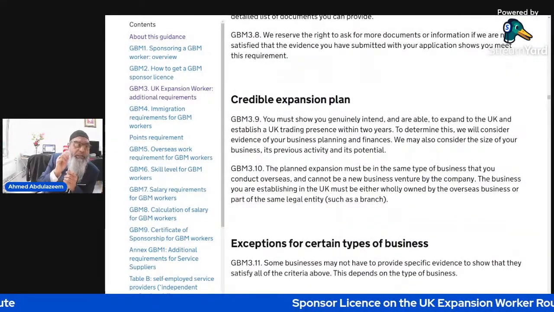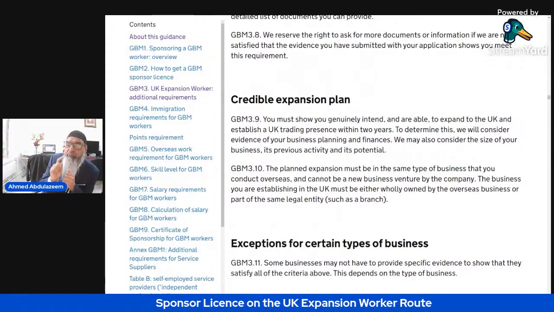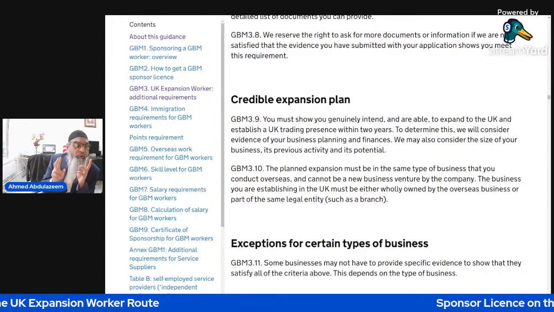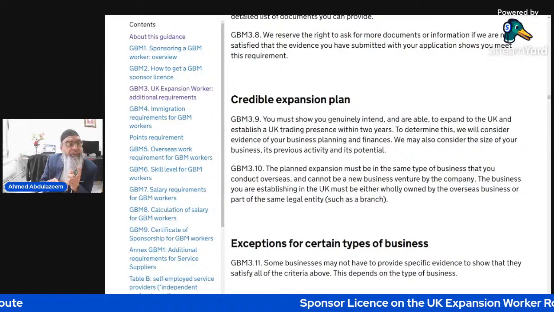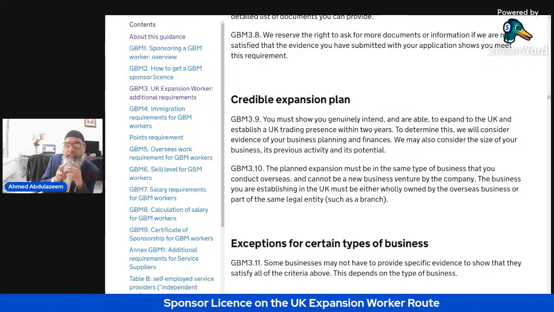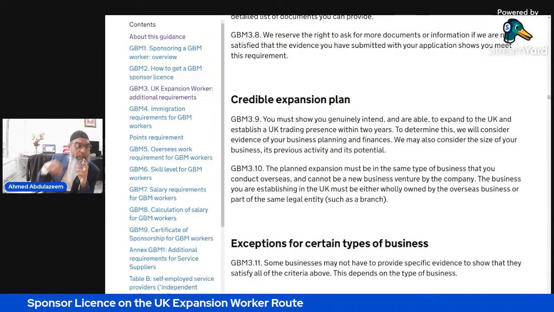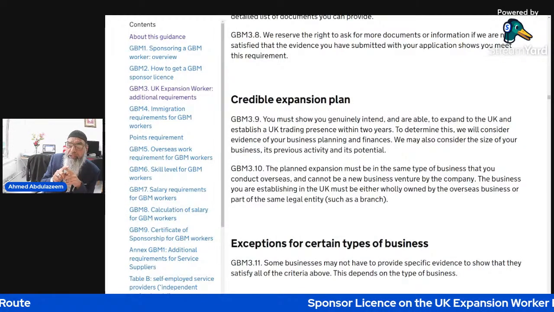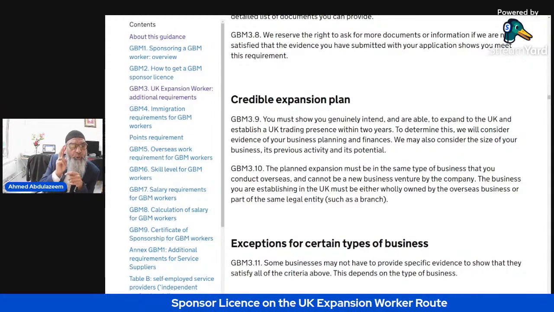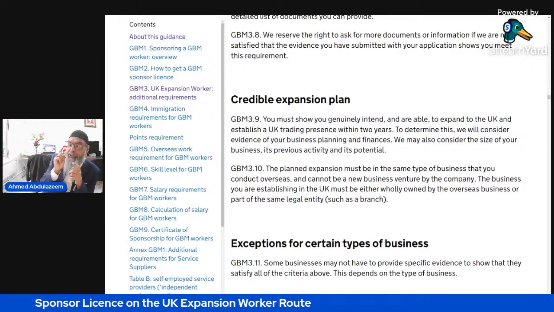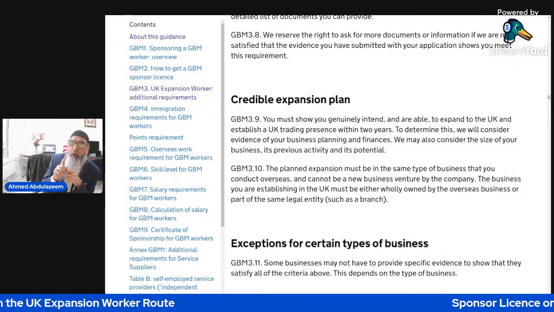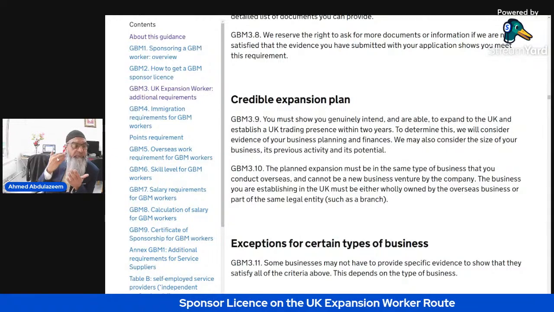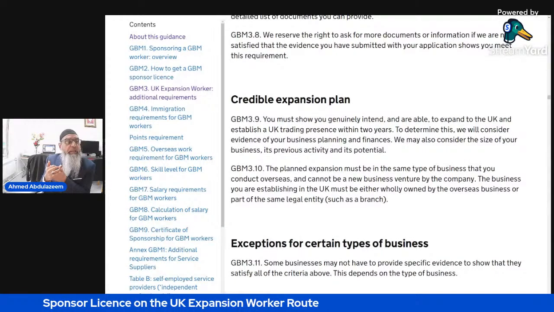I read, you must show you genuinely intend and are able to expand to the UK. Now they are talking about two things: that your intentions must be genuine, and secondly, you have the resources. You are able means you have the resources to expand to the UK and establish a UK trading presence within 2 years. To determine this, we will consider evidence of your business planning and financing. So how to prove that we have genuine intention and are able to expand to the UK?